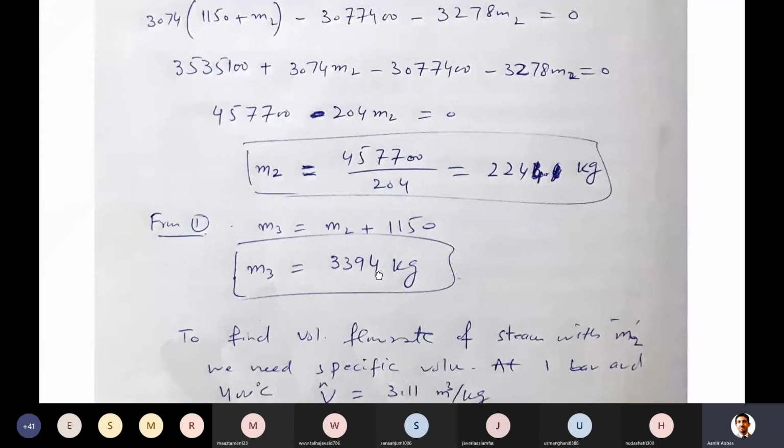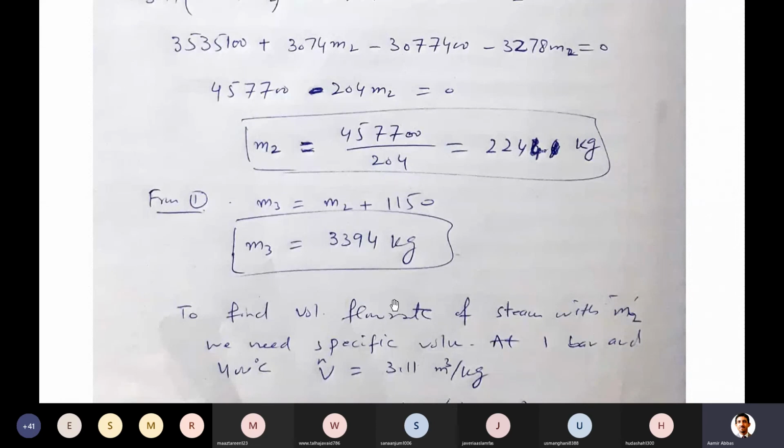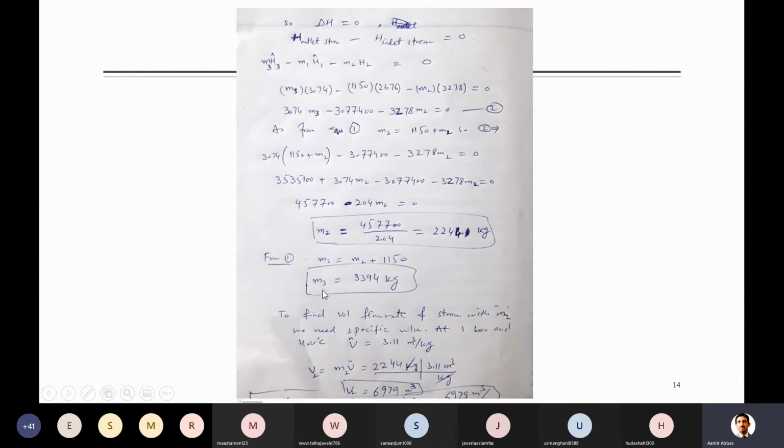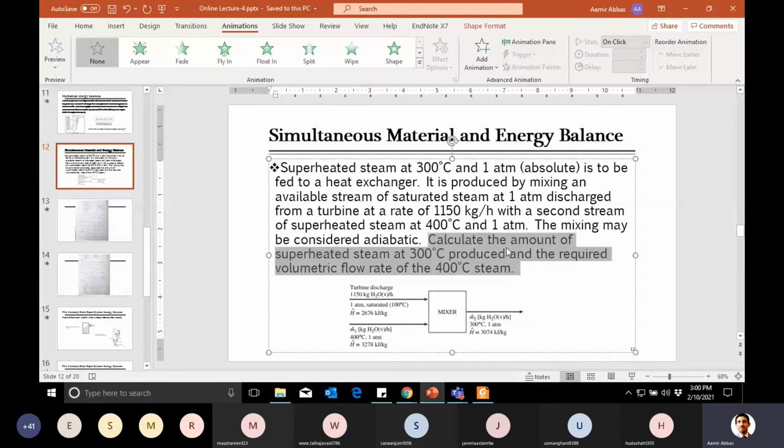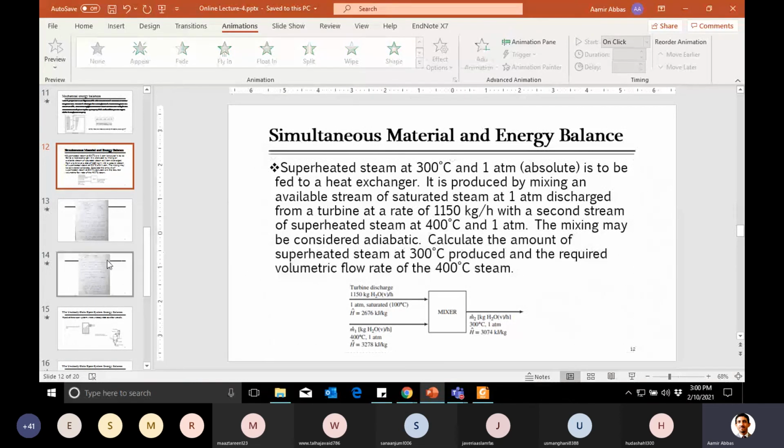After getting this, actually in the question, if you read it, he said for one of the streams you were supposed to find the amount and for the other the required volumetric flow rate. If you can read here, calculate the amount of superheated steam at 300 degrees C and the required volumetric flow rate of 400 degrees C. For the 400 C stream, you need to find the volumetric flow rate.